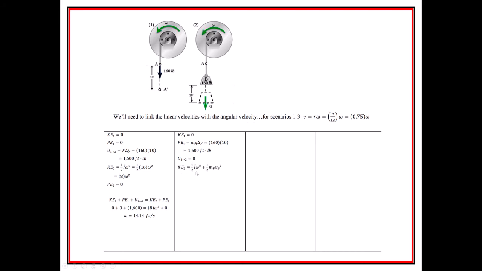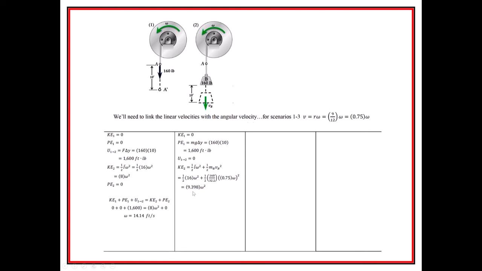But the kinetic energy has 2 parts. One is that rotational kinetic energy. The other is the translational kinetic energy, right? By the way, this is not a scenario where the parallel axis theorem applies, because these are 2 different particles right in here. We're not trying to find the composite, if you will, of this.